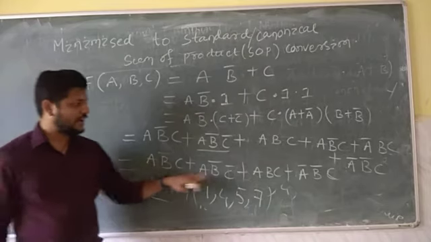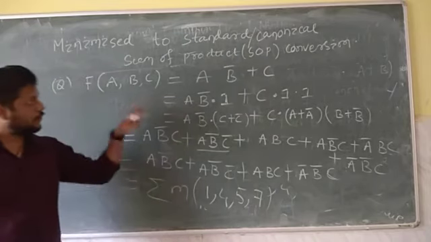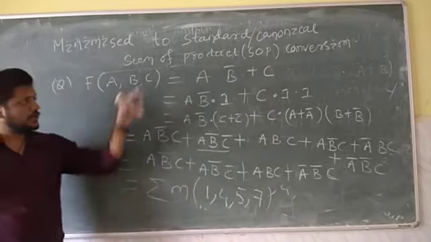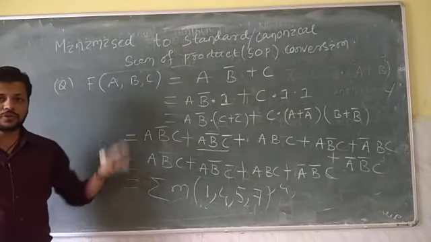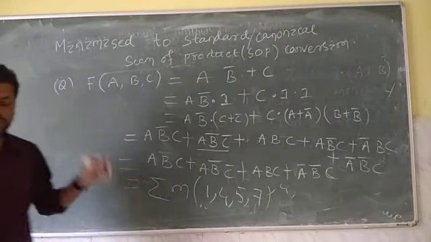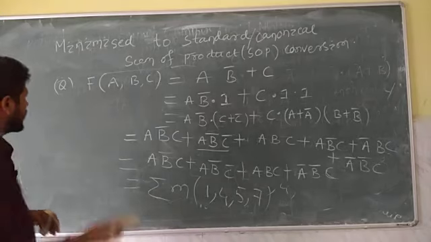So this is your standard canonical form. In this way we convert a minimized expression to standard form. Then we will see another example.